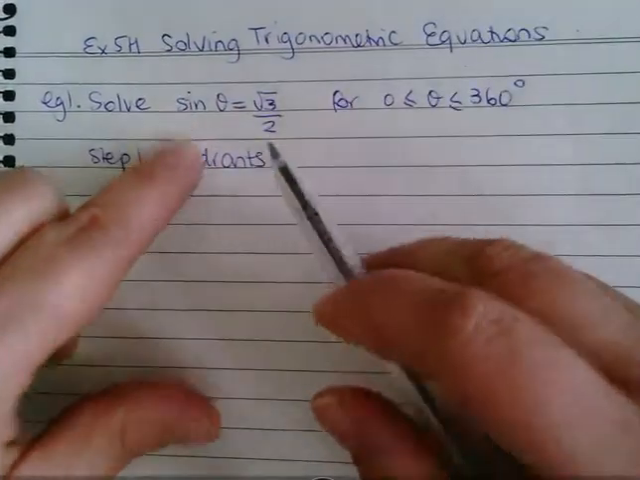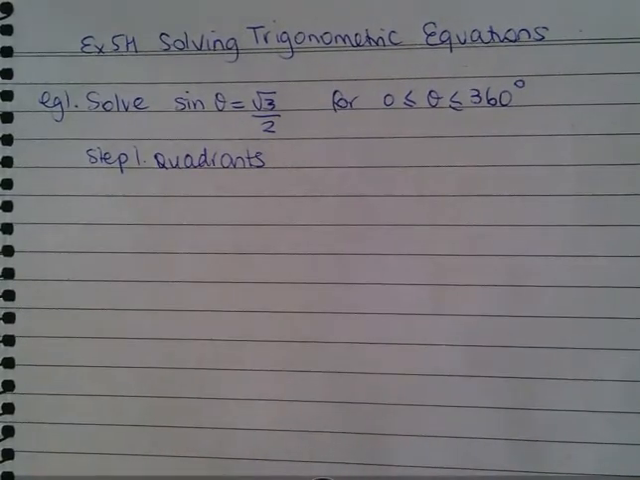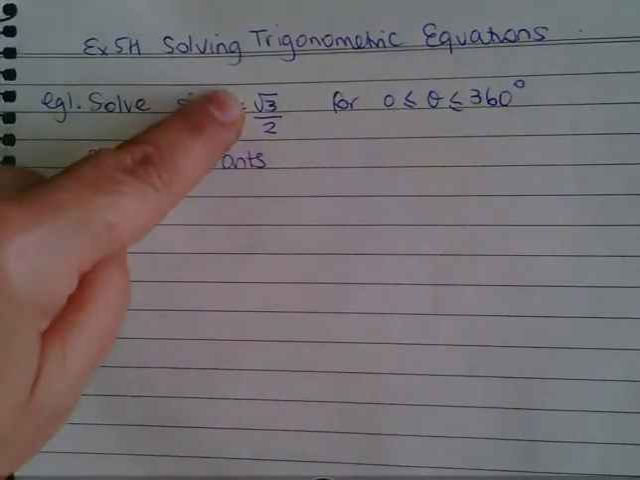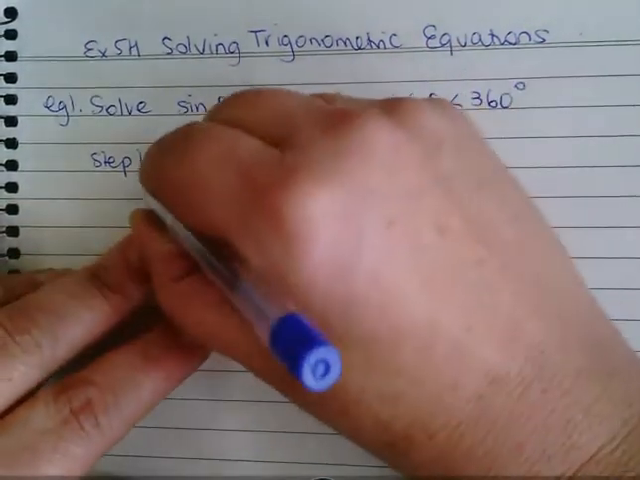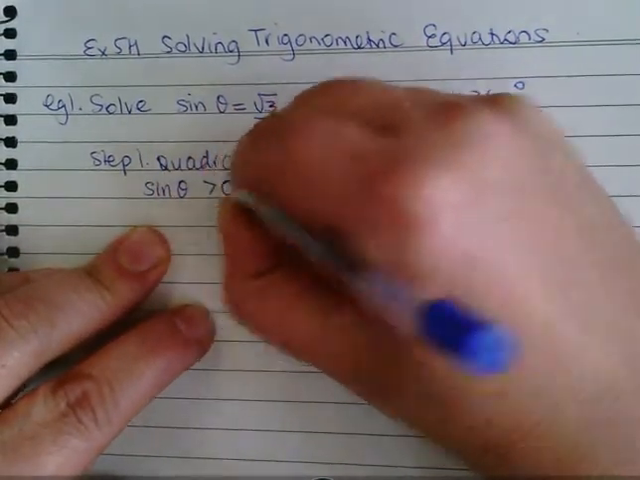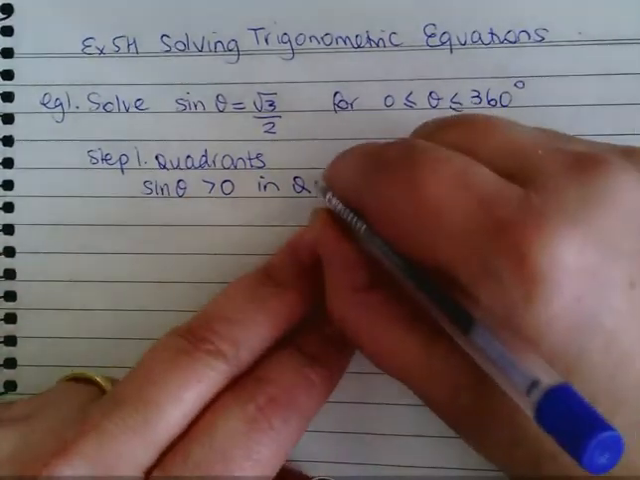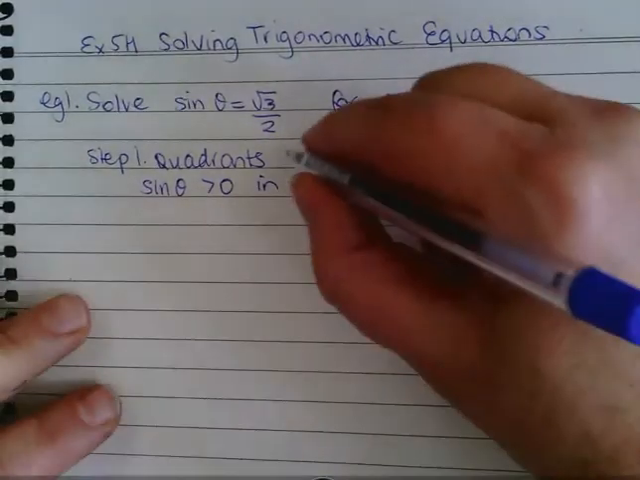So you look at it and you can only tell the quadrants by whether sine theta is positive or sine theta is negative. Is sine theta positive or negative? Sine theta is √3 on 2. I can see no sign there. Sine theta is positive. So I go sine theta is greater than 0 or positive in quadrants 1 and 2. That's step 1. Which quadrants are you in?